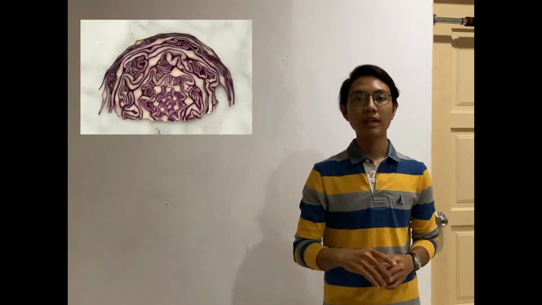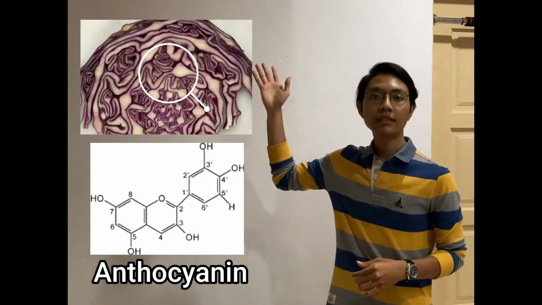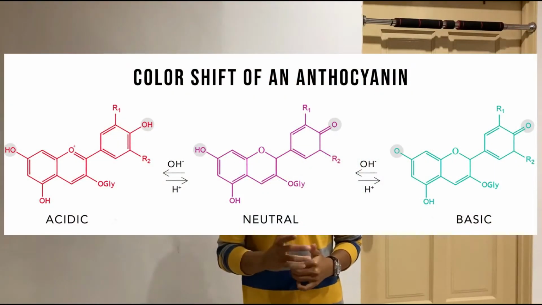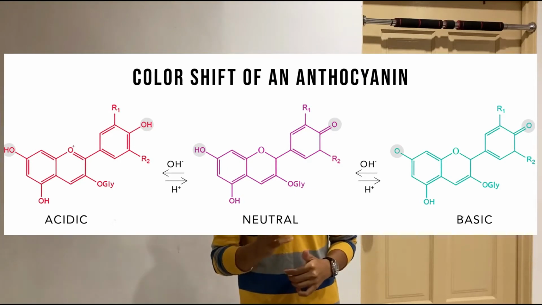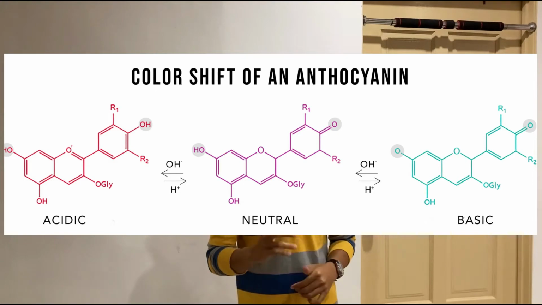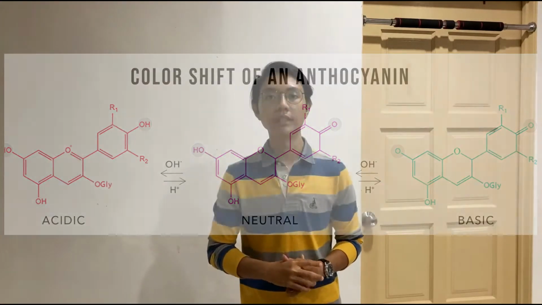This is because a red cabbage contains a water-soluble pigment in its leaf called anthocyanin that changes color when it is mixed with an acid or base. The pigment turns red in an acidic environment with a pH less than 7, and the pigment turns bluish-green in an alkaline environment with a pH greater than 7.